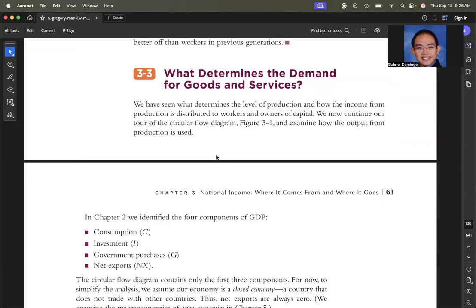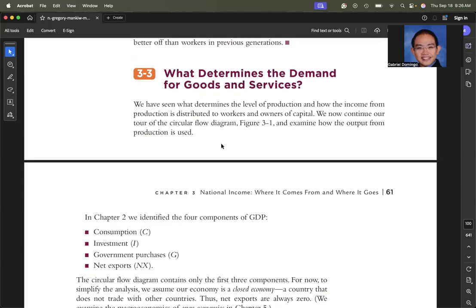In this section, we discuss what determines the demand for goods and services. In particular, we wish to examine how output from production is used. In other words, we're looking at expenditure.